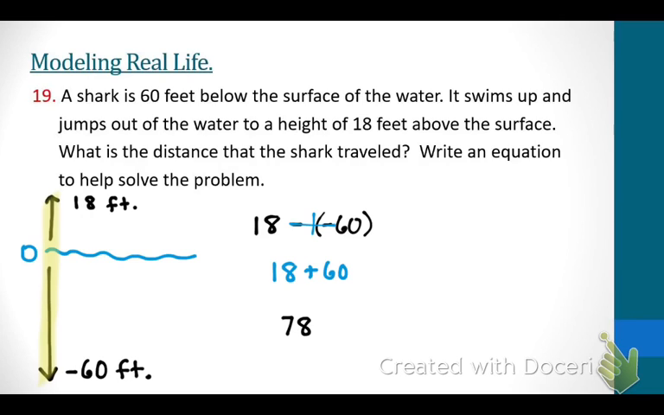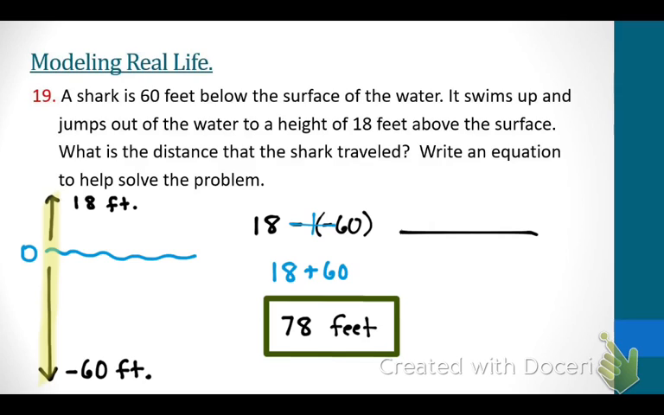78. And we need units attached, so it's 78 feet. Who would say you got that correct on your own when you did it? Very good. All right, now it did ask you to write an equation, so make sure with that you're kind of showing me the work of how you got it.